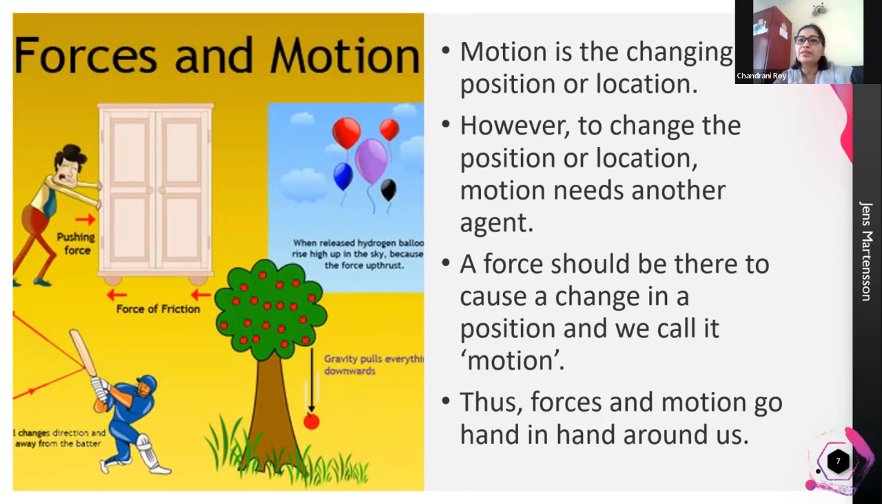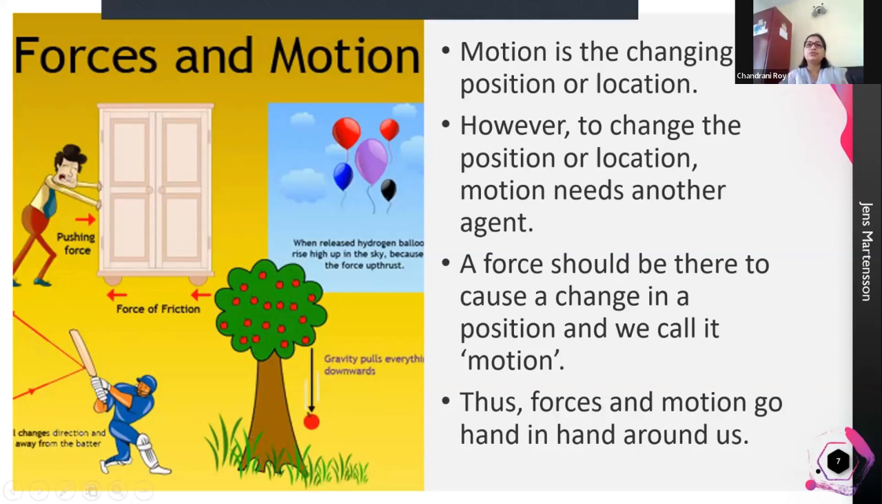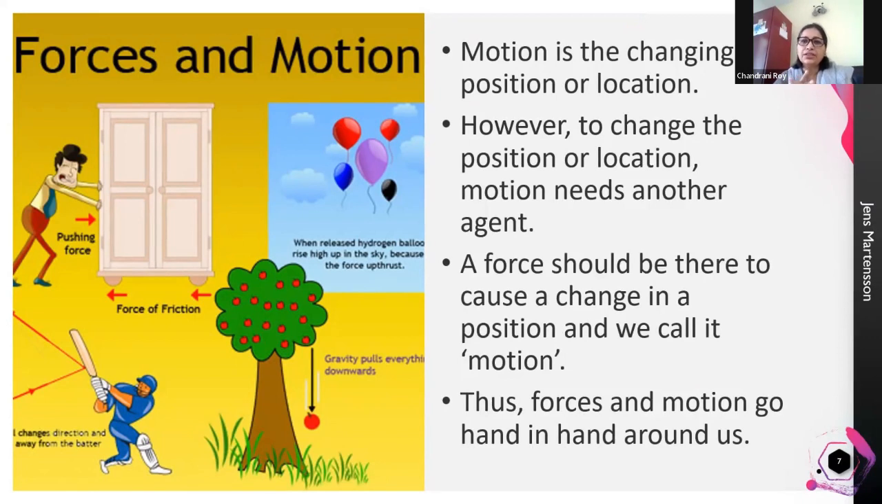And most of them, I think, will be able to tell us that it is the change of position of an object with time, or the change of location. And then we go on to ask them whether it is possible for a body to change its location or position, or whether an external agent is required to do that. So we can give them lots of examples from day-to-day life, or rather we would like to ask them to come up with examples of motion. And then we will have to introduce the concept of force, that in order to change the position or location, which is the state of motion, an external agent is required, and that external agent is the force. So a force should be there to cause a change in a position, and that is what we call motion. The change in the position is what we refer to as motion. So force and motion sort of go hand in hand all around us.